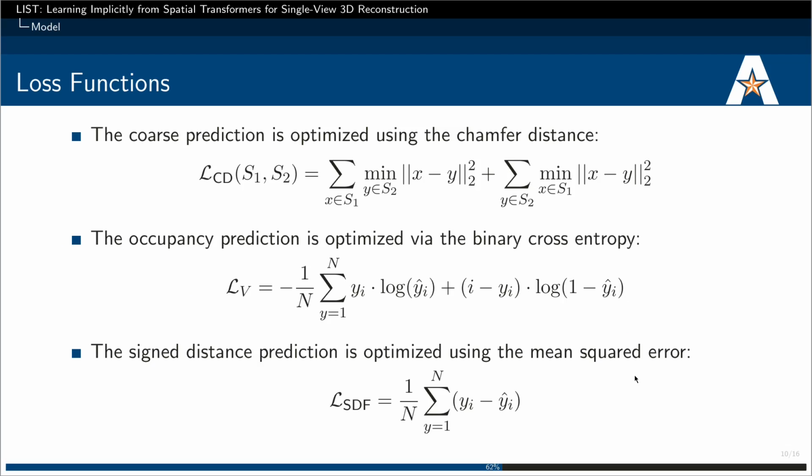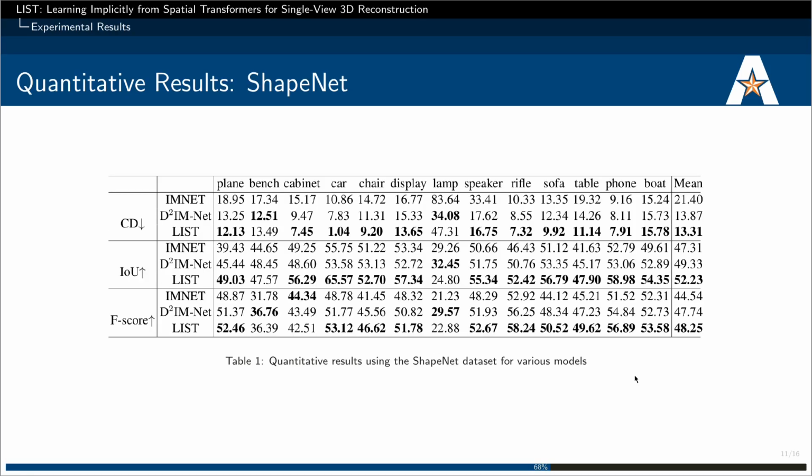We optimize LIST by combining three loss functions. The coarse prediction is optimized by minimizing a chamfer distance. The occupancy prediction is optimized by minimizing the binary cross entropy. The SDF prediction is optimized through mean squared error. LIST shows superior performance than current works in reconstructing 3D from synthetic data such as ShapeNet. Quantitatively, LIST outperforms the current arts in almost all cases.